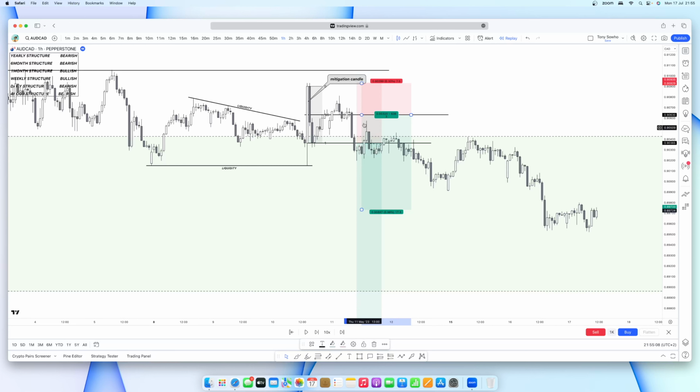So the bigger the stop loss is, the more time it's going to take for you to hit your first TP. So this is a mitigation candle. Like I said, entry can be either at the open or 50%. Stop loss can either be at the high or the low, depending on if you're buying or selling. So if you're buying, stop loss should be at the low.